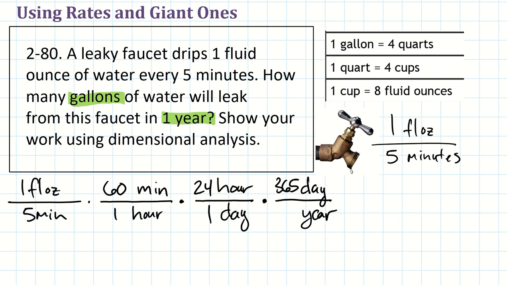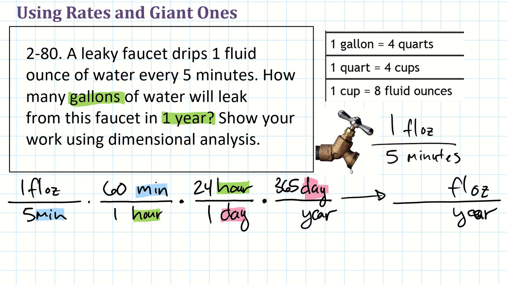At this point, you can see my units are doing everything they need to do. The first thing I notice is that yes, my minutes are eliminated. The next thing I can see is that hours is going to be eliminated. And then finally I notice that days will be eliminated. So if I just focus on the units alone, the units of this answer are fluid ounces, FLOZ, per year. So I've totally changed my time unit from fluid ounces per minute to fluid ounces per year.